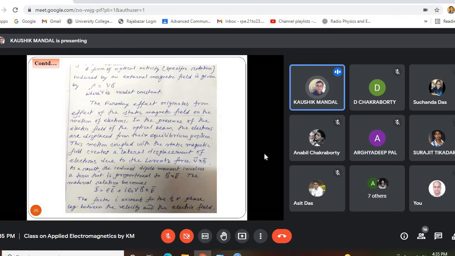This is also a case of optical activity. We can define the Faraday effect as another kind of optical activity, because it is the rotation of the plane of polarization. The amount of rotation rho is directly proportional to the applied magnetic field B, where V is another constant, the Verdet constant. So basically the Faraday effect originates from the effect of the static magnetic field on the motion of electrons.